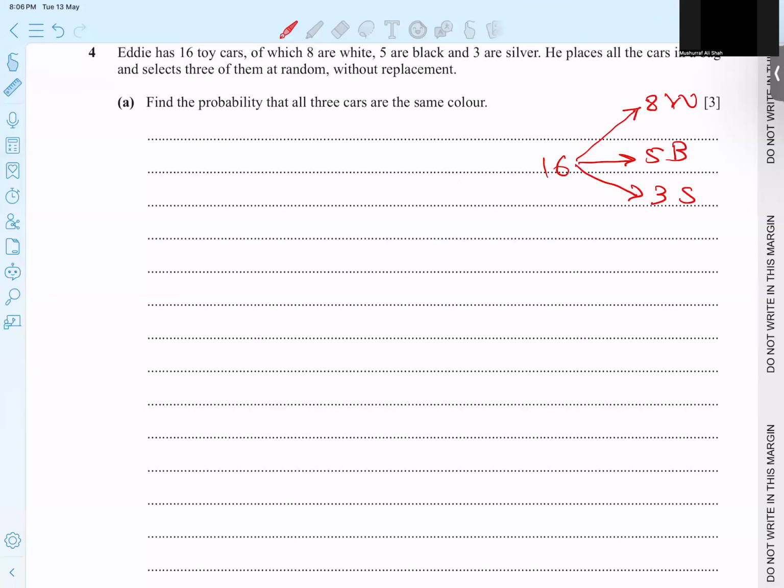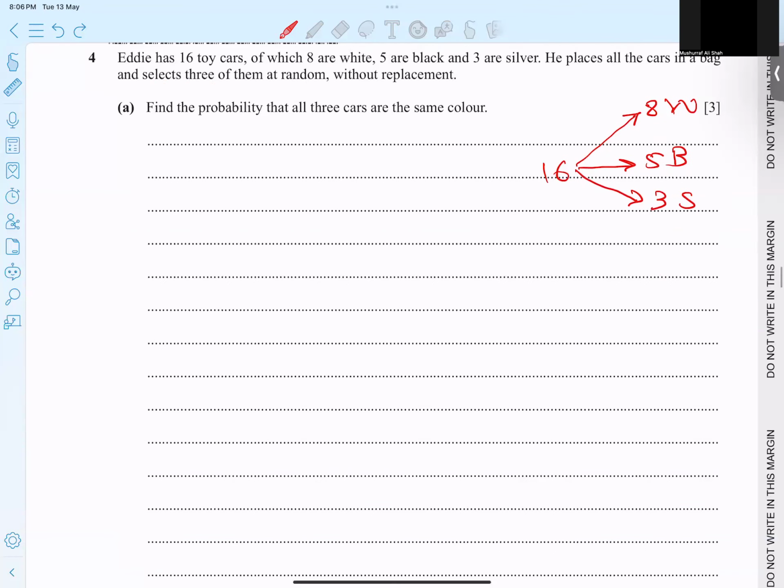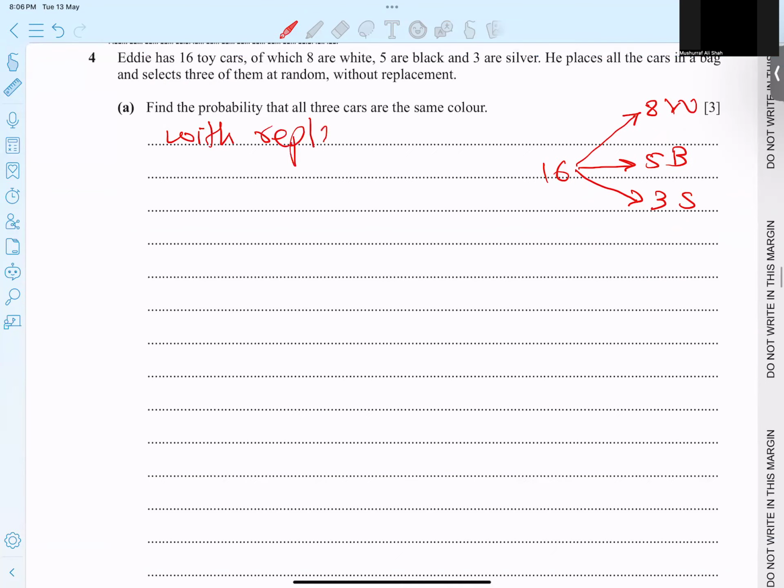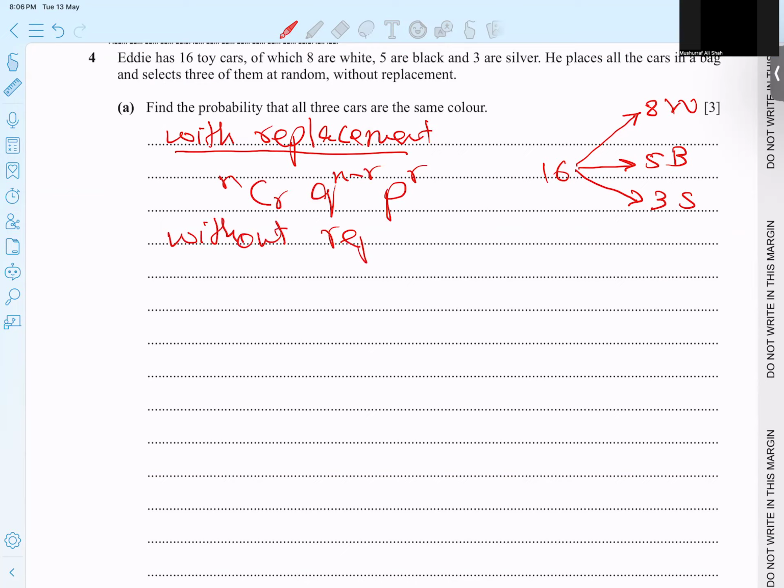All right. Okay, he places all cars in a bag and selects 3 of them at random without replacement. The more technical point is without replacement. I tell you, we have 2 situations. Let me discuss one by one. Whenever with replacement comes, we use the binomial formula. And the binomial formula, you know it very well: nCr q to the power n minus r, p to the power r. But when he asks you without replacement, without.